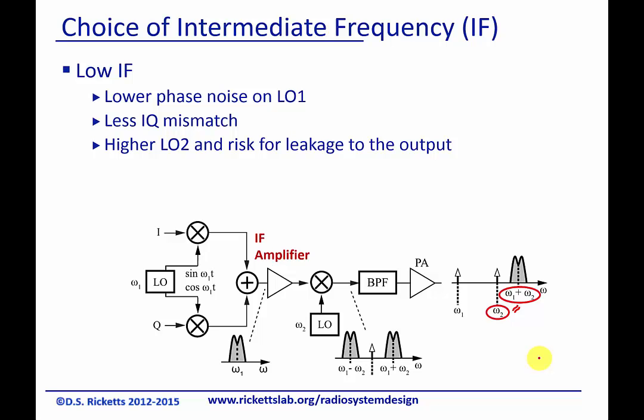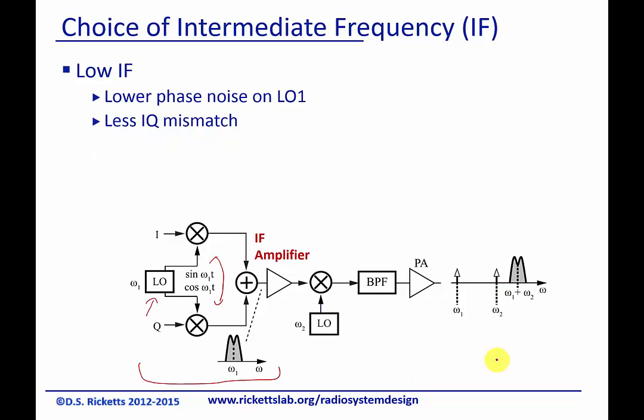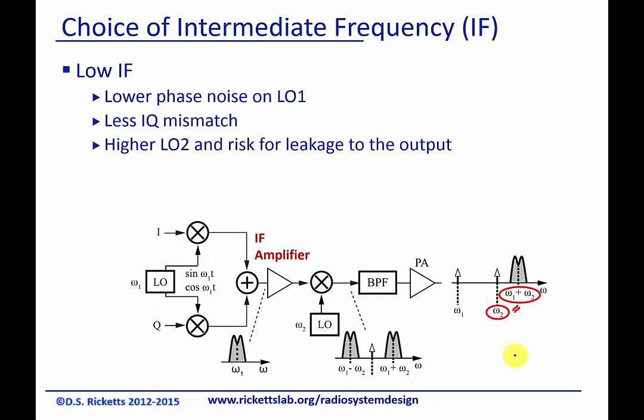The challenge and the problem is that as we decrease omega 1, as we make the LO or omega 1 small, we move this signal closer and closer to omega 2. And so we run into the problem that if you move it too close, it may overlap with the carrier, and we would have the leak-through problems we had before.